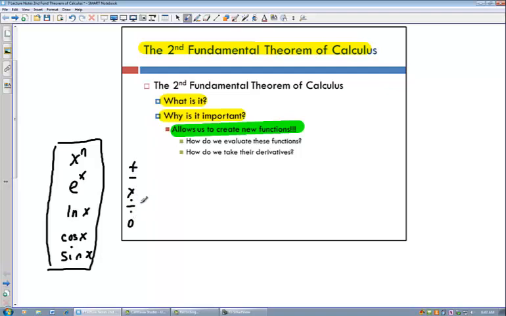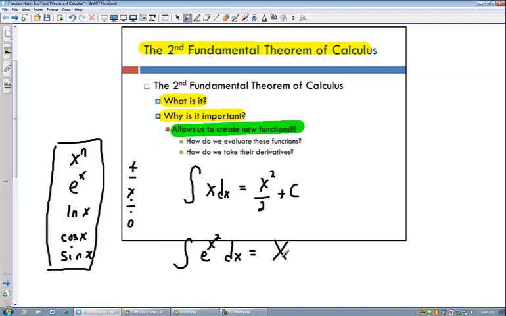Once you introduce the idea of integration, you can create new functions because you can start to ask questions like, what's the integral of x dx? That gives you a new function, and we know we add one to the power, so you get x squared divided by 2, plus any constant. But there are some indefinite integrals we can't actually integrate, like e to the x squared dx. It turns out that this cannot be represented in terms of elementary functions.